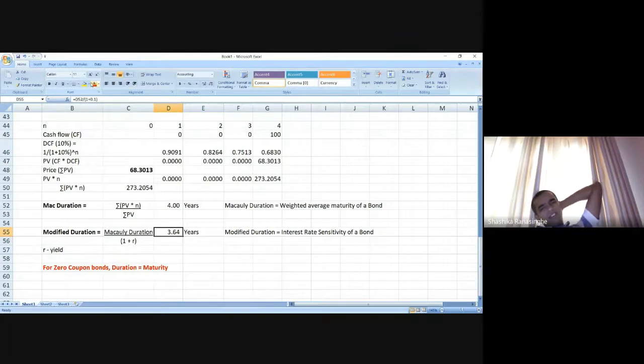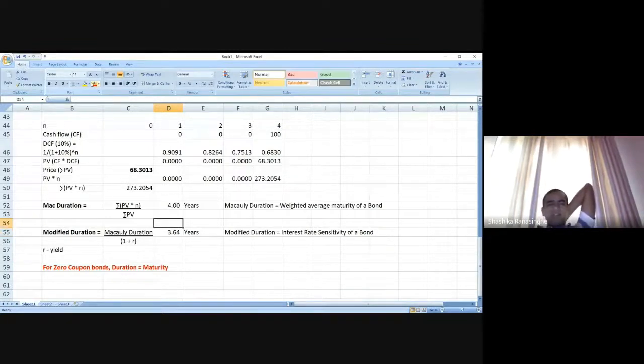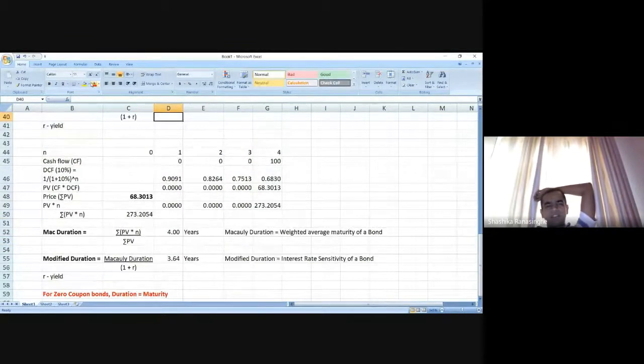So the modified duration of this bond is 3.64 years. That means this bond has a weighted average maturity of 4 years. And when interest rates change by 1%, the bond price will change by 3.64%.